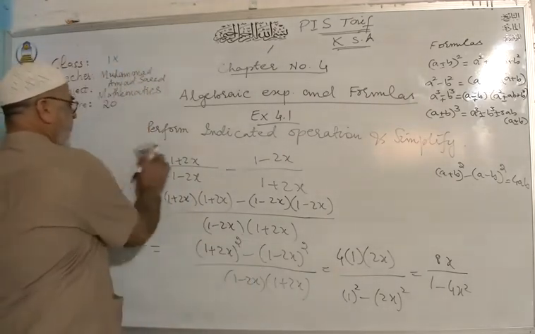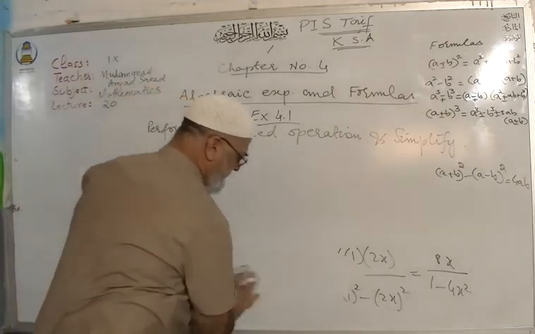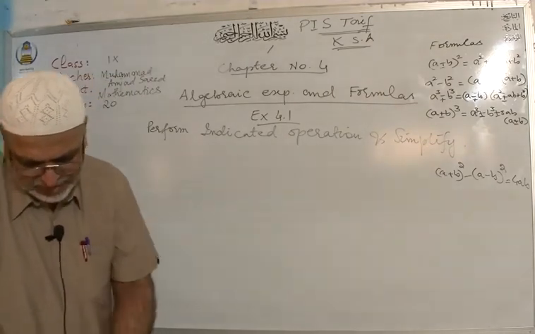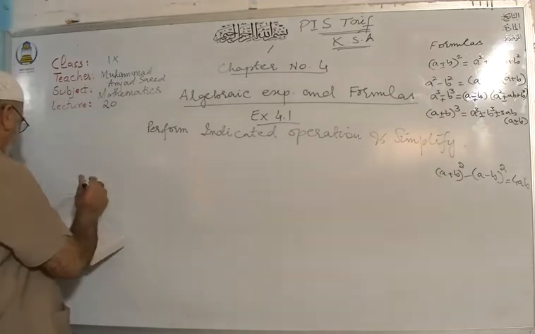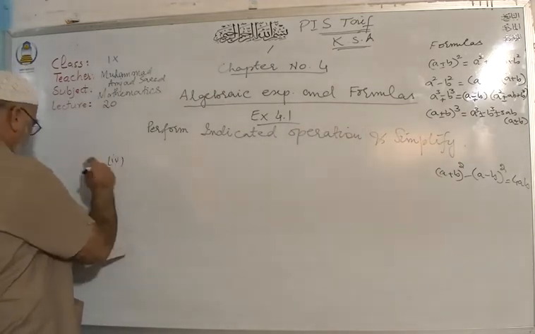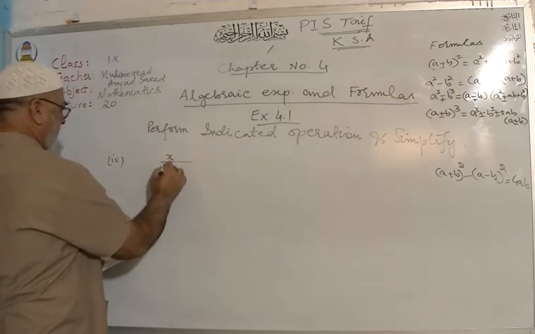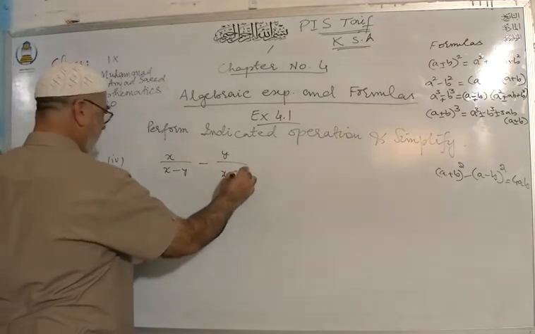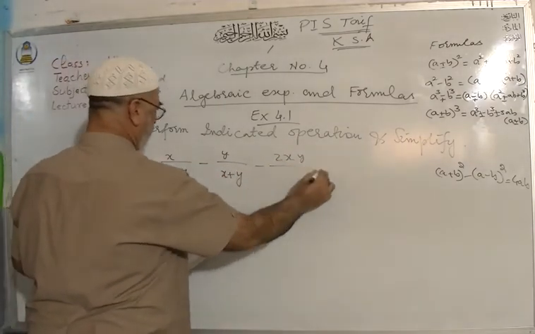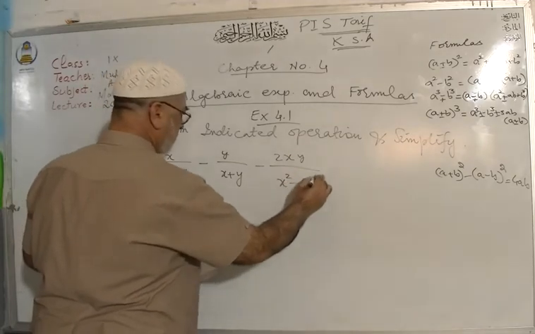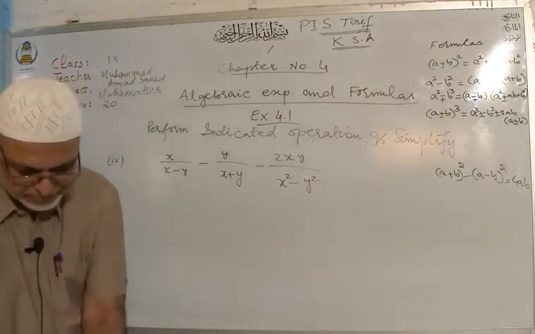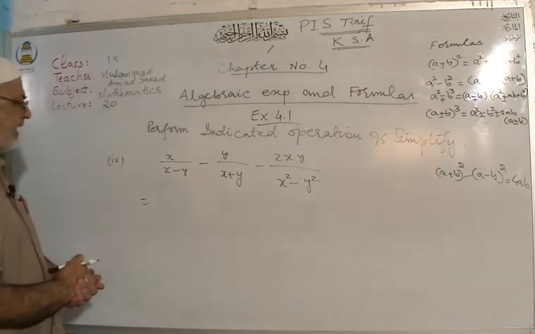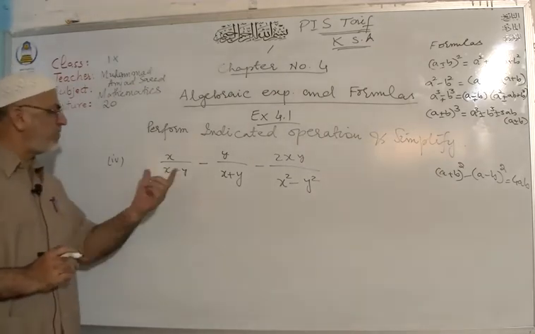After that, we have part number 4: x over x minus y and minus y over x plus y minus 2xy over x square minus y square. Dear students, first of all, you will take the LCM of the first two terms.